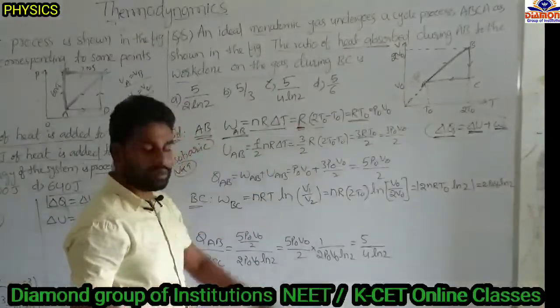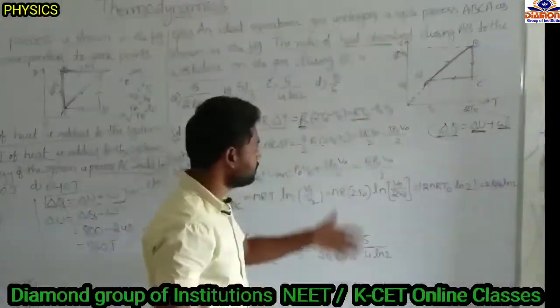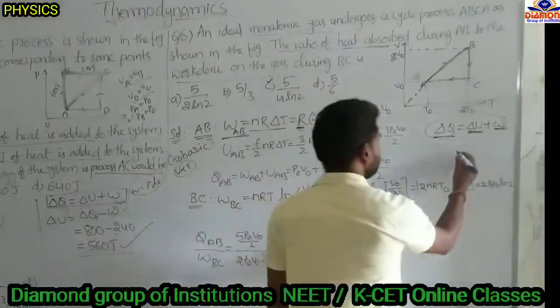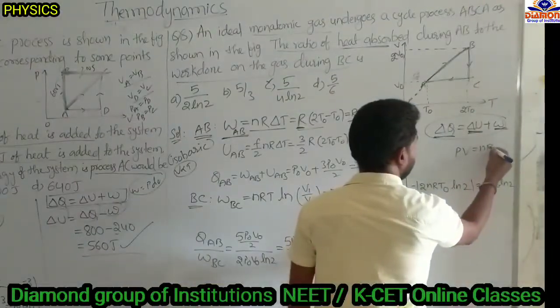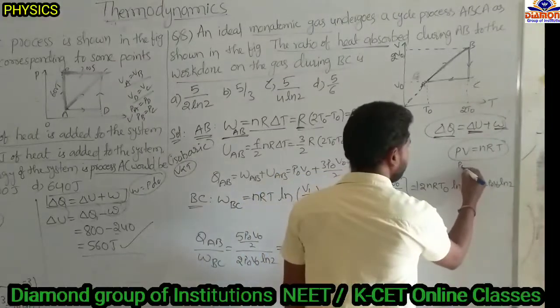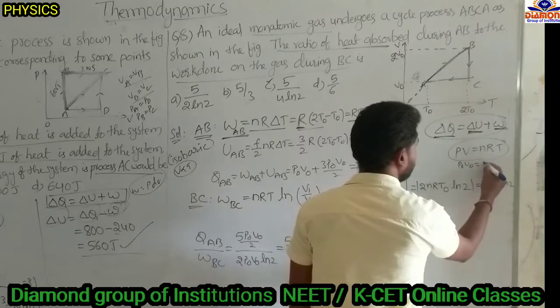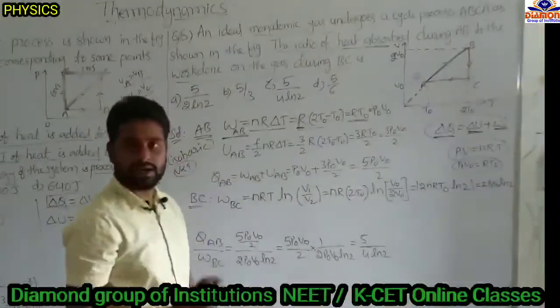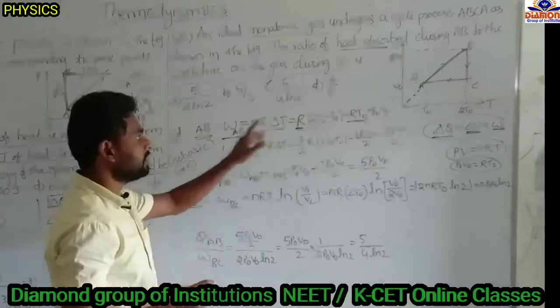In other questions, suppose pressure and volume are given in the options, I am telling you how to do that. From the ideal gas equation, PV equals nRT. Taking n equal to 1, initially P0 V0 equals 1 R T0. That means R T0 we can also write as P0 V0. Remember that. So work done is completed.